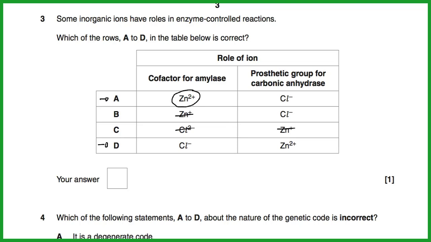And unfortunately you just need to know this, and so you need to know that the chloride ion is a cofactor for amylase, and that zinc is a prosthetic group for carbonic anhydrase, which causes the making of hydrogen carbonate and the Bohr shift. So the answer here is D.